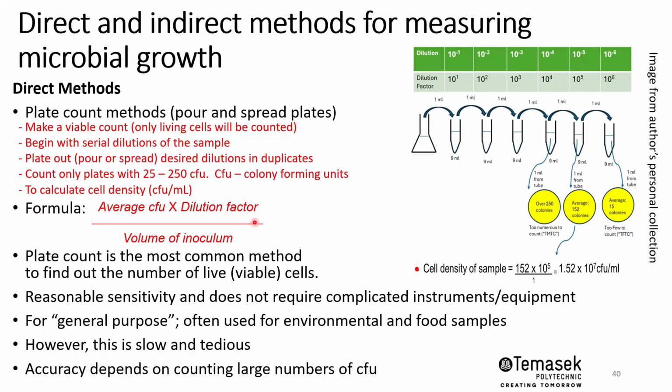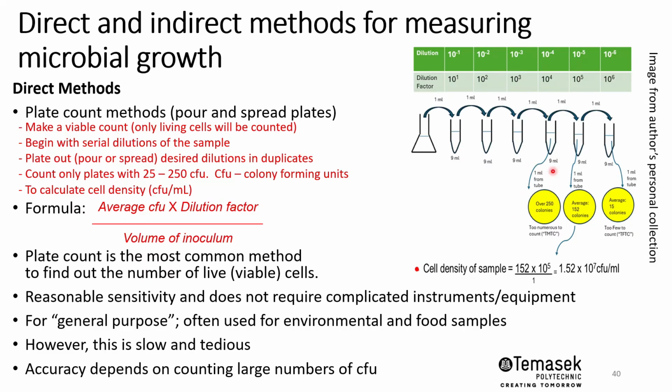In order to derive the cell density, often we will use this formula here. We will take the average CFU multiplied by the dilution factor, divided by the inoculum. In this example on the right, we have triplicates done in each instance, whether it's a pour plate or spread plate. You count the average colonies obtained throughout these three plates, and multiply by the dilution factor appropriately. This could be 10 to the power 4, and then divide by the volume of inoculum, which here is 1 mL.